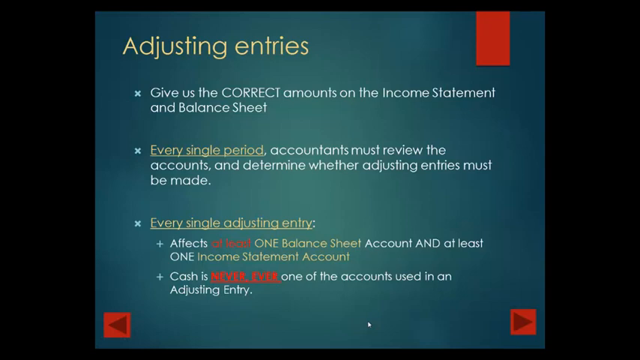Adjusting journal entries give us the correct amounts on the income statement and balance sheet, and you will see that in the upcoming 2 videos. Every single period, accountants must review the accounts and determine whether adjusting entries must be made. There isn't usually a document like a bill that shows up. It's usually more of an accountant analyzing the different accounts and making that determination. And we'll work through some examples. Every adjusting entry will affect at least one balance sheet account and at least one income statement account. And finally, cash is never, ever one of the accounts used in an adjusting entry.